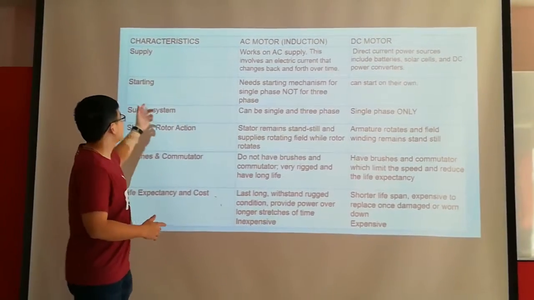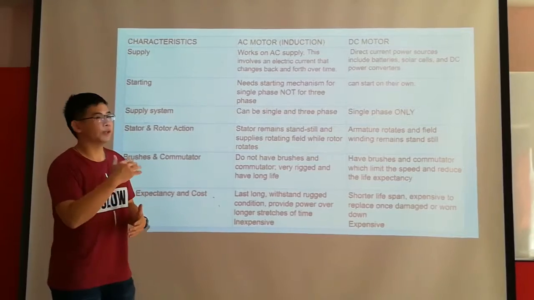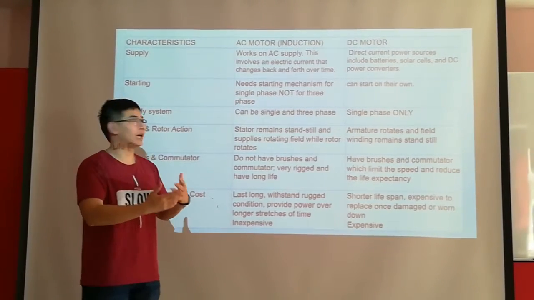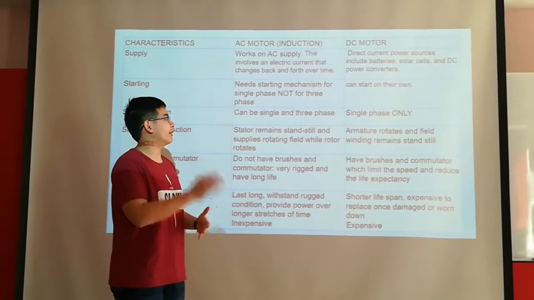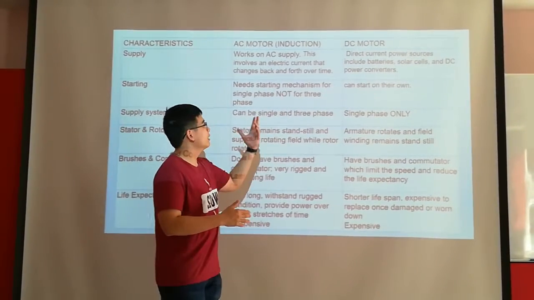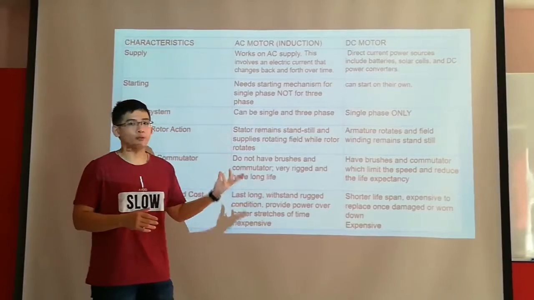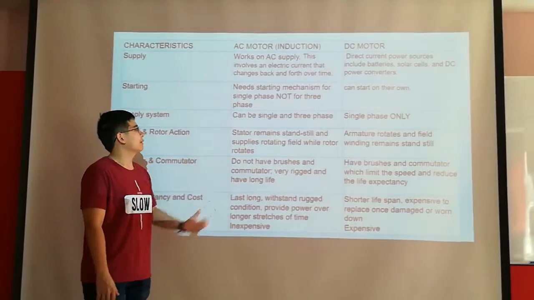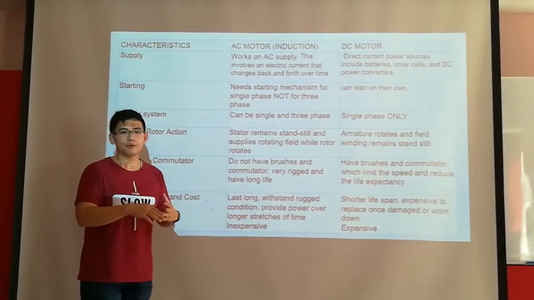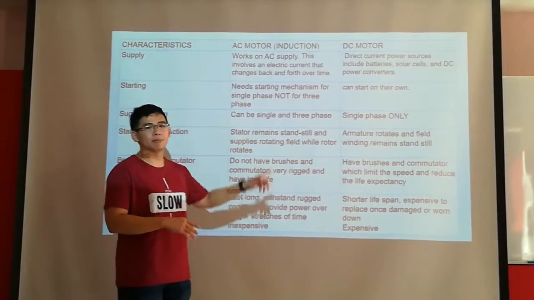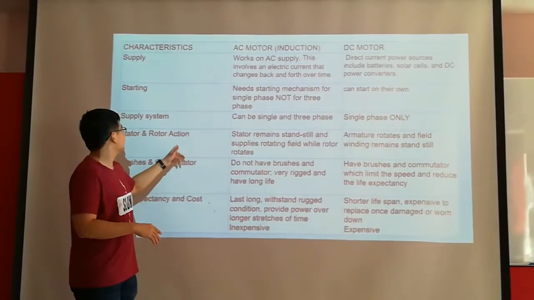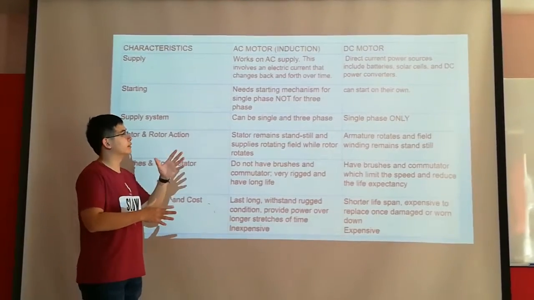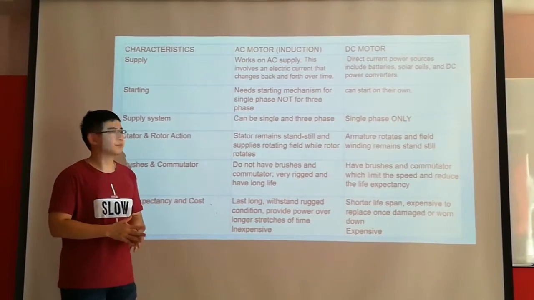First, for the supply, an AC motor works on AC supply, which involves electric current that changes back and forth over time. The DC motor uses direct current, which comes from power sources like batteries, solar cells, and DC power converters. For the starting point, an AC motor needs a starting mechanism for single phase, not for three phase. But a DC motor can start on its own.